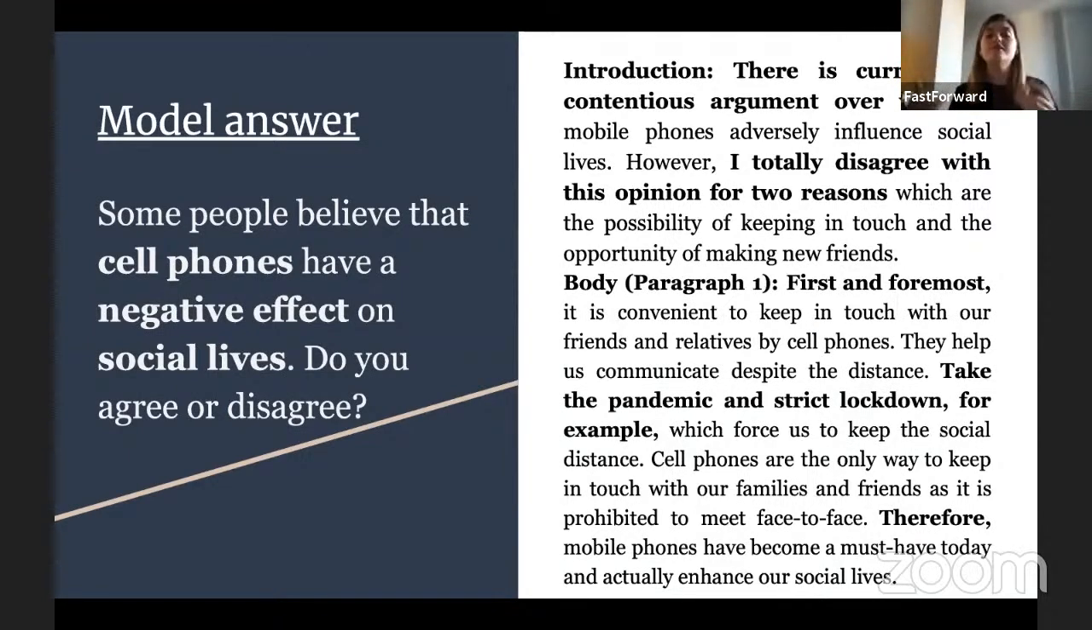Those are noun structures, right? For example, okay? And then I'm trying to explain myself what it means. And I'm saying, which forced us to keep the social distance. Cell phones are the only way to keep in touch with our families and friends, as it is prohibited to meet face to face. That's it.